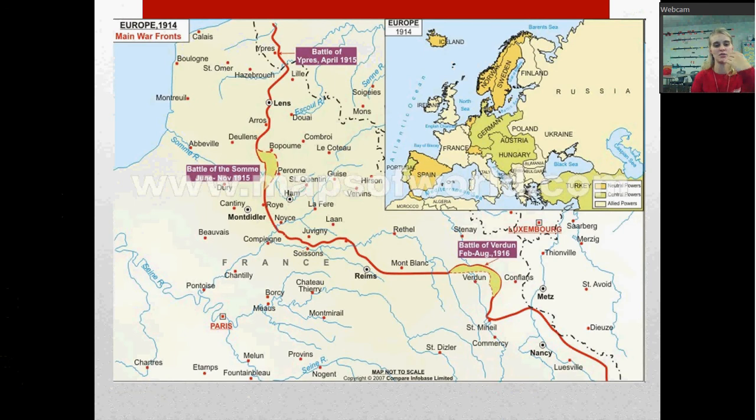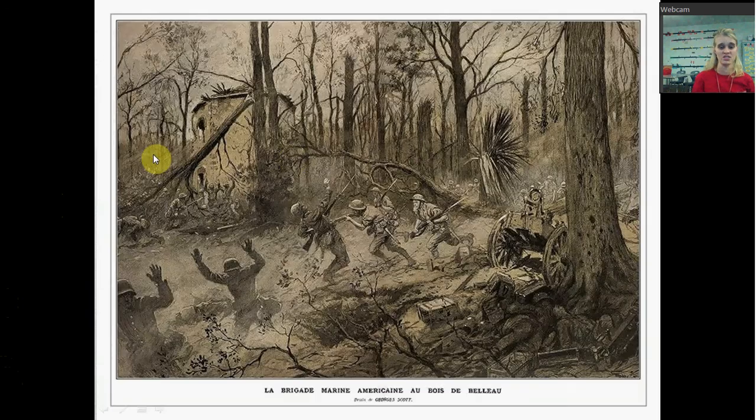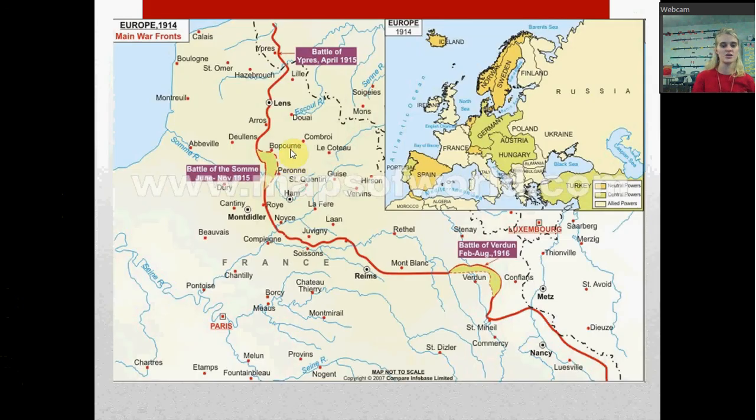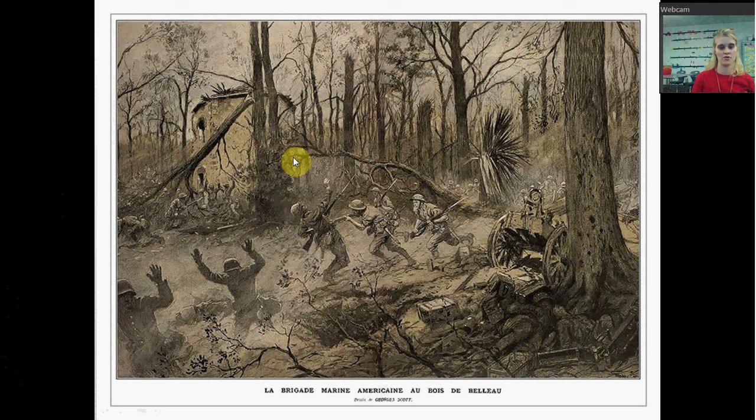This is a map that just shows you the eastern front of this war. So this was the front in France. And you can see the line of the trenches here. And if you look, this really shows you how little territory is gained or lost. I was talking about the Battle of the Somme. Going back here, you can see that not much land is gained there, right?